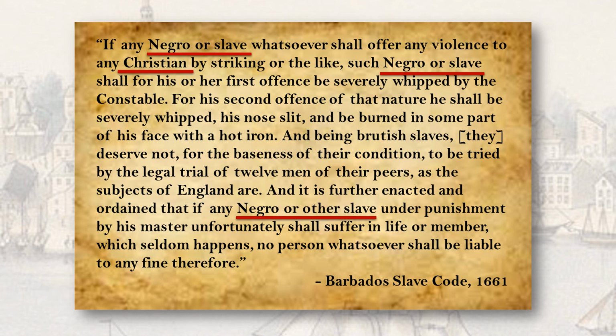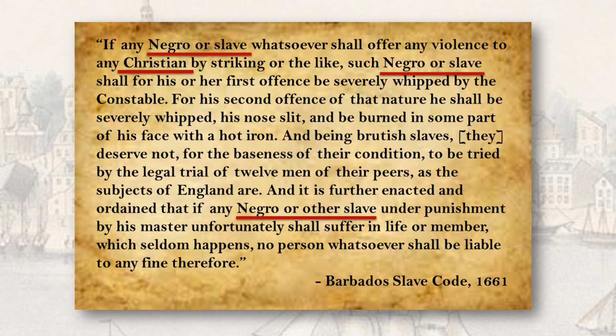Why do I need to put them in the same class? And also look, Negro or slave, Negro or other slave, seems to suggest that there are slaves, or people considered slaves, other than those who are identified as Negro, right? And also look, there's an equality of punishment. There's a parity of punishment. It seems certainly a horrible punishment, being whipped and having your nose slit and things like that.